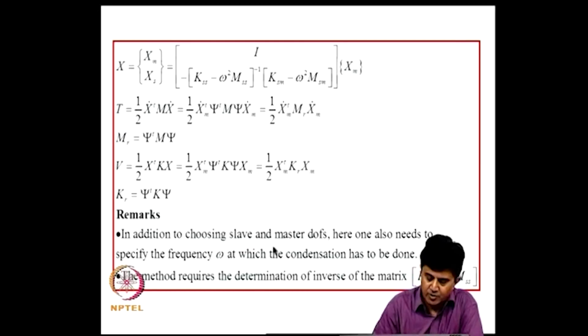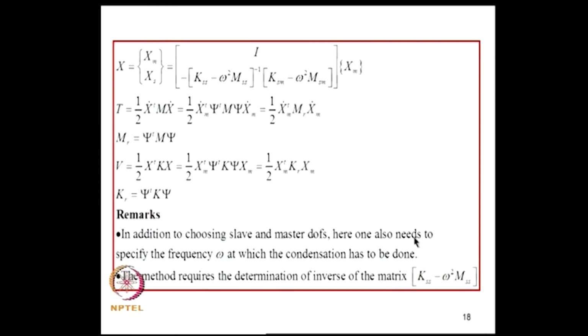This is what I was saying: in addition to choosing slave and master DOFs, here one also needs to specify the frequency omega at which the condensation has to be done. The method requires the determination of the inverse of this matrix. See here, this matrix needs to be inverted. Let me point out one more thing: the reduced mass matrix and the reduced stiffness matrix now depend on the mass, stiffness and the driving frequency in the original system. So these reduced matrices M_R and K_R are not amenable to a direct physical interpretation.